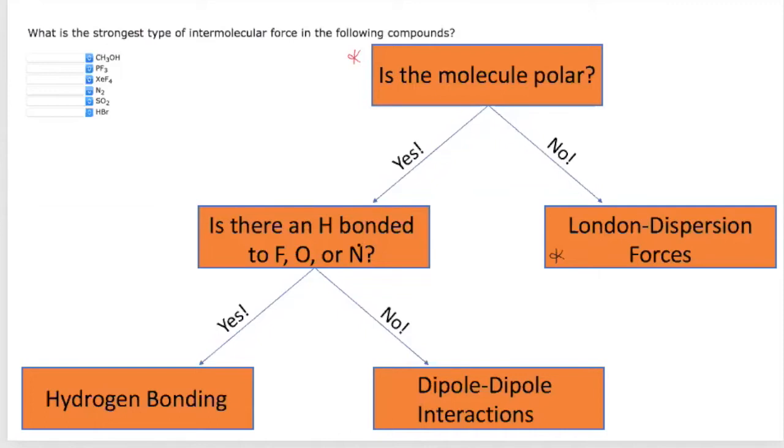If it's polar, we have to ask ourselves, is there a hydrogen bonded to any of these three atoms? We ask ourselves this because if there isn't a hydrogen bonded to an F, an O, or an N, then what we have is only dipole-dipole interactions. So dipole-dipole interactions are for polar molecules with no H-F, H-O, or H-N bonds. If there is an HF, HO, or HN, then we can have hydrogen bonding. So using this flowchart, we can go ahead and answer all of these questions.